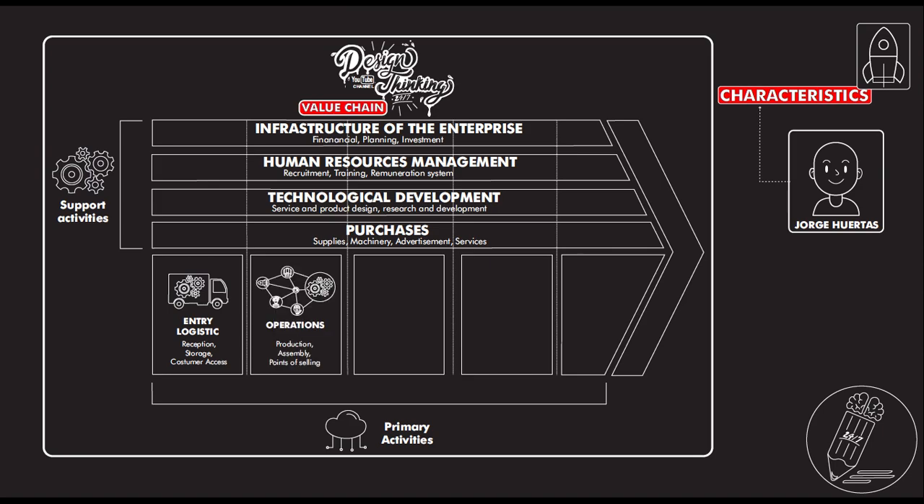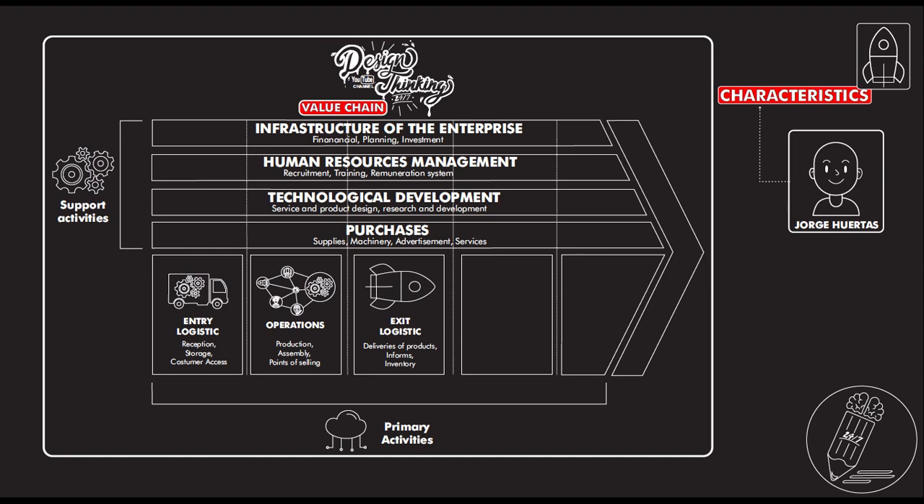After that, you have operations. Operations are extremely important because that is the production, the assembly, and the points of sale. This part is extremely important because here you need to put step by step all the process that you need to develop your product or service. Also very important: who is in charge, what are all the processes, what is the machinery, everything.